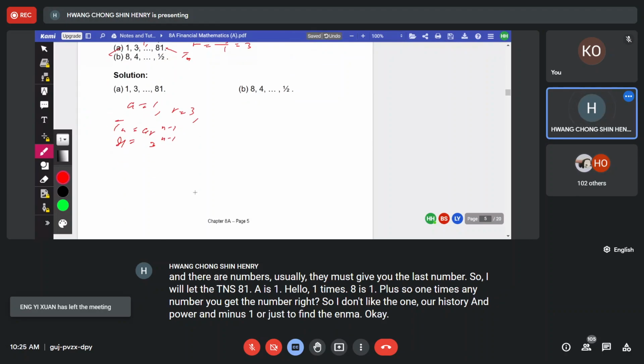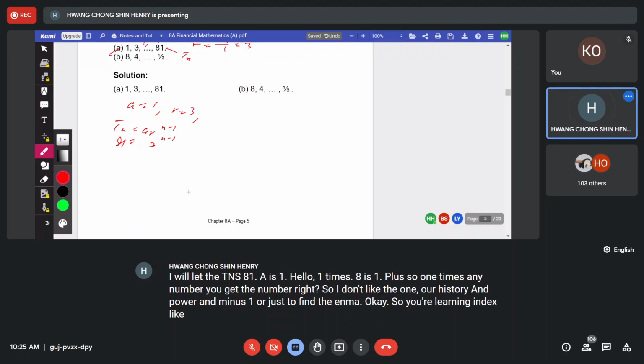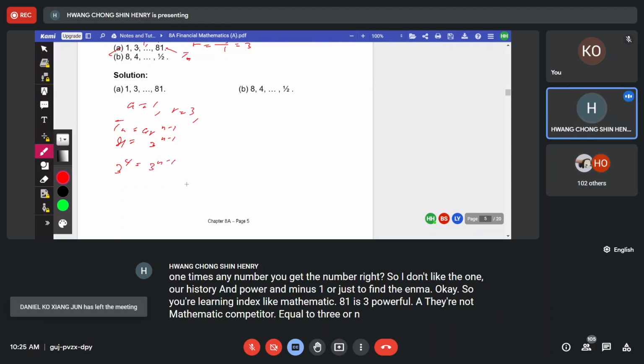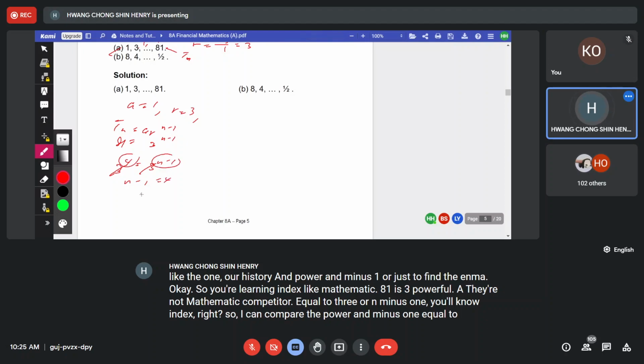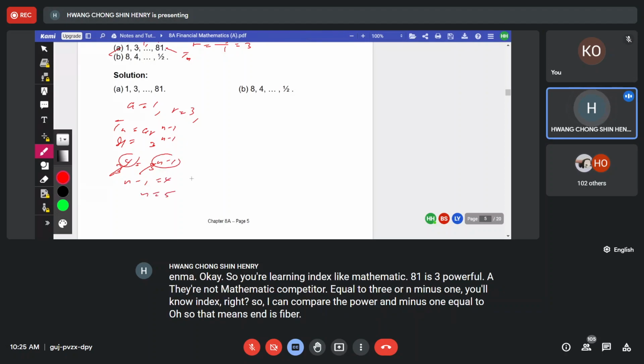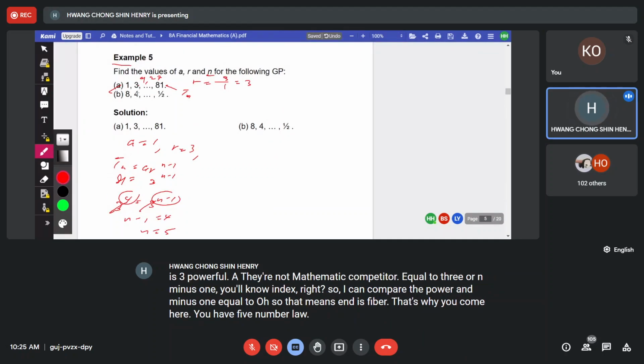Okay, right? So you all learned index, right? In mathematics, 81 is 3 power 4, right? Equal to 3 power N minus 1. You all know index, right? So I can compare the power: N minus 1 equals 4. So that means N is 5. That's why when you count here, you have 5 numbers: 1, 3, 9, 27, 81.